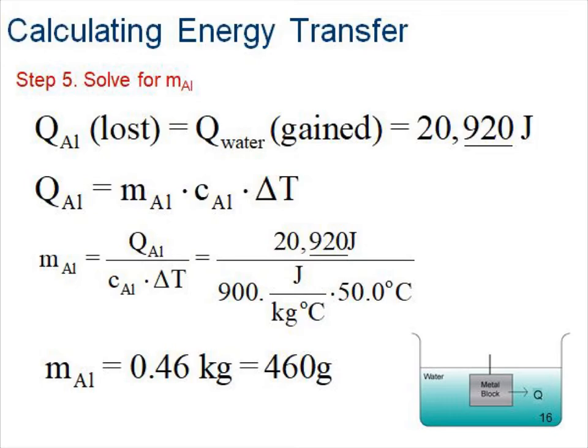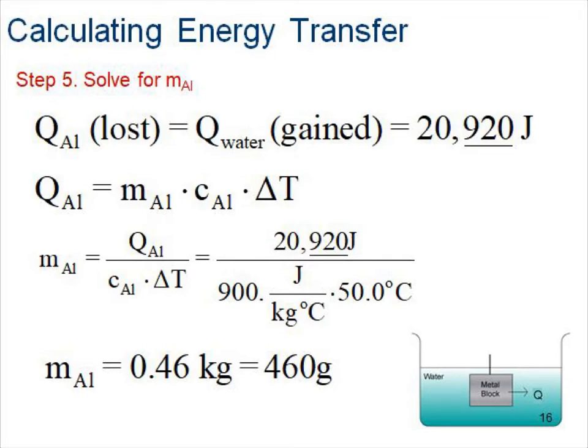So in step 5, we can now solve for the mass of the aluminum block. We know that the energy transfer from our aluminum block has to equal the energy transfer to the water. The aluminum block is losing energy and the water is gaining energy. And we know it has to equal approximately 21,000 joules. So to calculate the mass of the aluminum block, I can take my energy transferred from the aluminum block divided by the specific heat capacity and divided as well by the change in temperature.